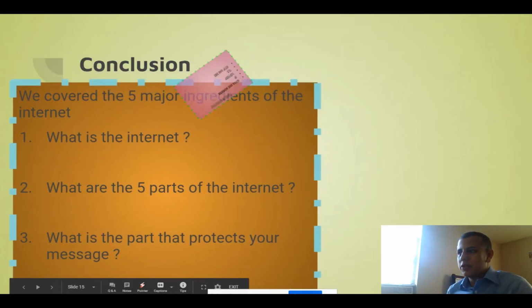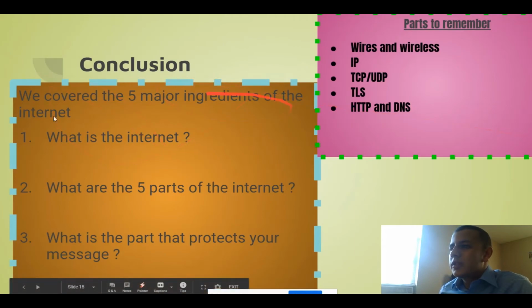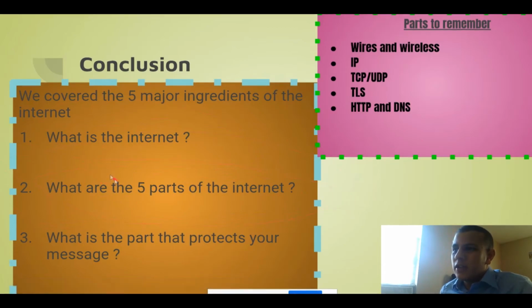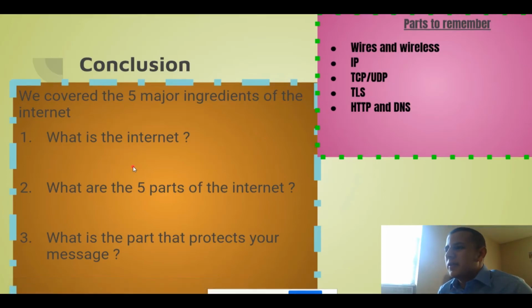That was pretty much it for this lesson. Here are the questions: what are the 5 major ingredients of the internet, or what are the 5 parts of the internet? What is the internet? What is the part that protects your message? Feel free to pause and answer the questions, and then I'm going to go over the answers.